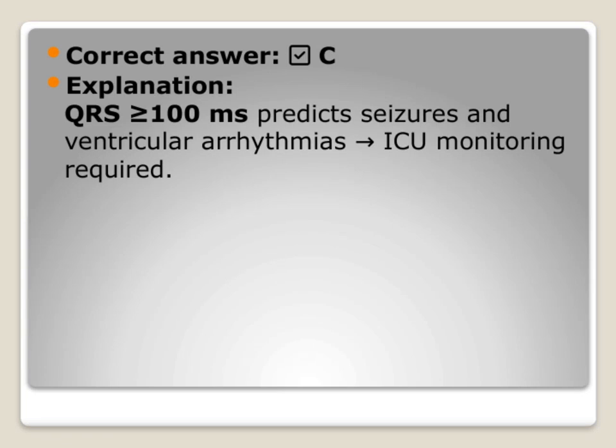Now, let's talk about why that's the right choice. When the QRS complex duration is 100 milliseconds or greater, it's a significant warning sign. This prolonged QRS interval can actually predict the likelihood of seizures and ventricular arrhythmias. And that's a crucial point because these conditions can be quite serious. So, if we observe a QRS duration of 100 milliseconds or more, it's essential to take action. It means that the patient requires intensive care monitoring to promptly identify and manage potential complications.